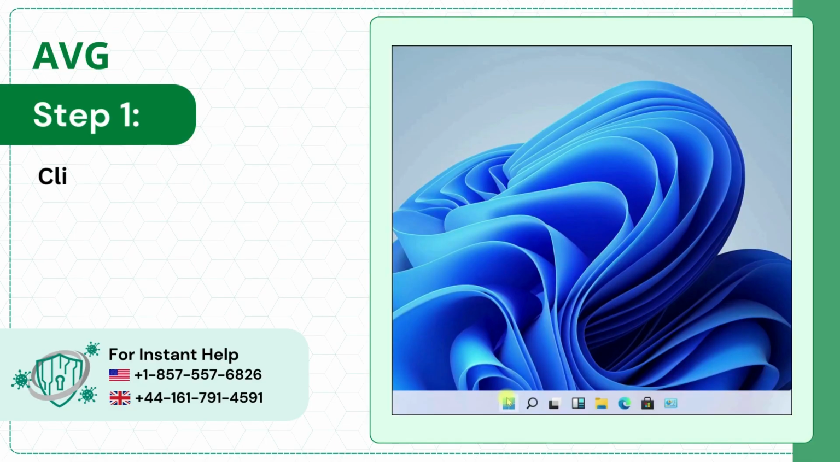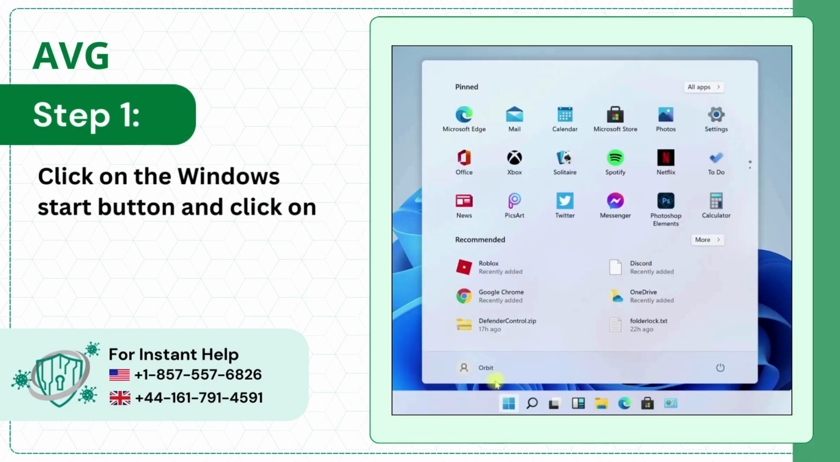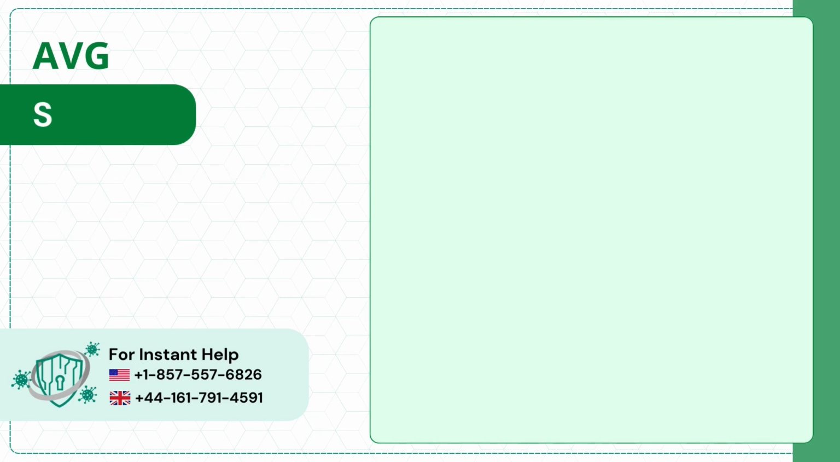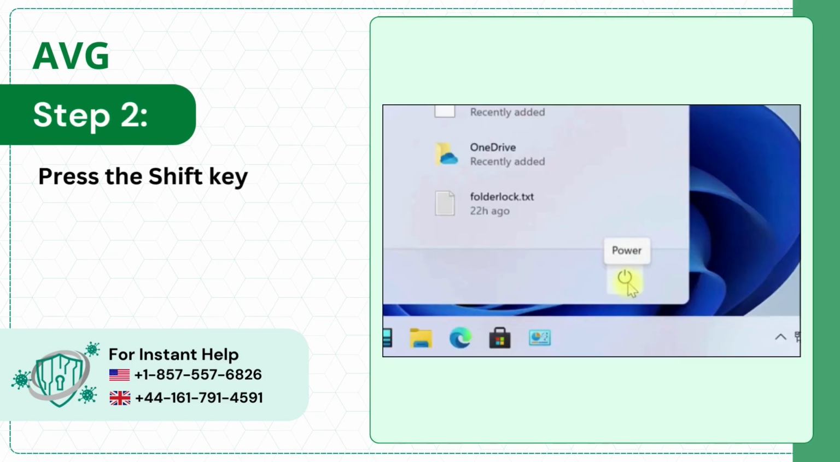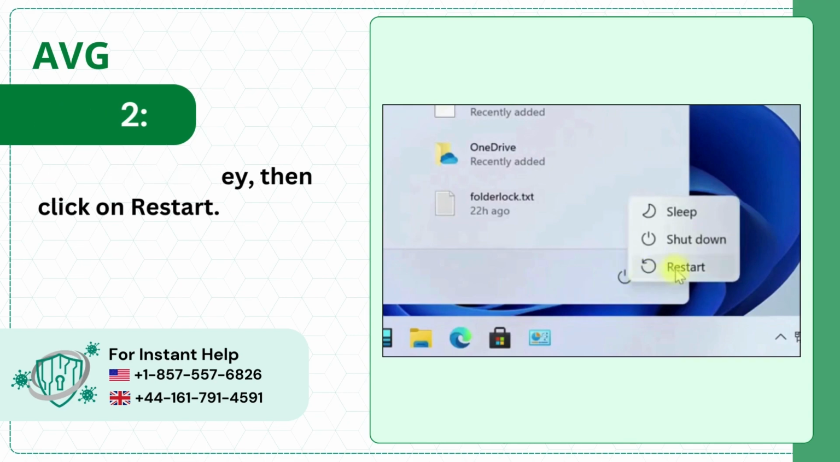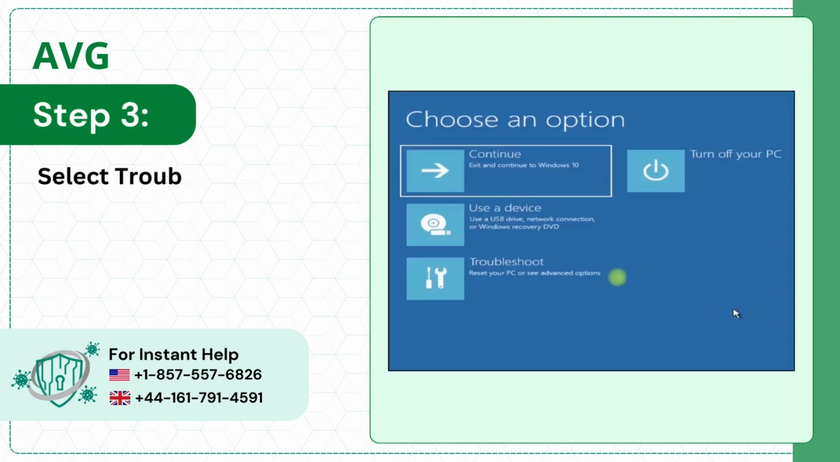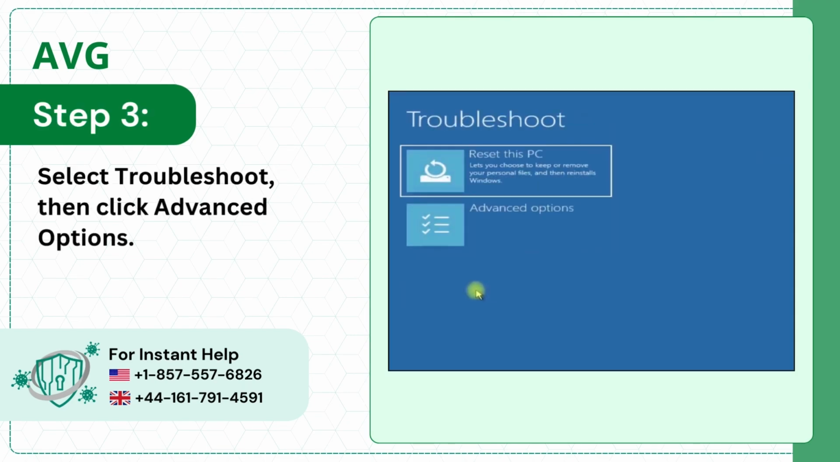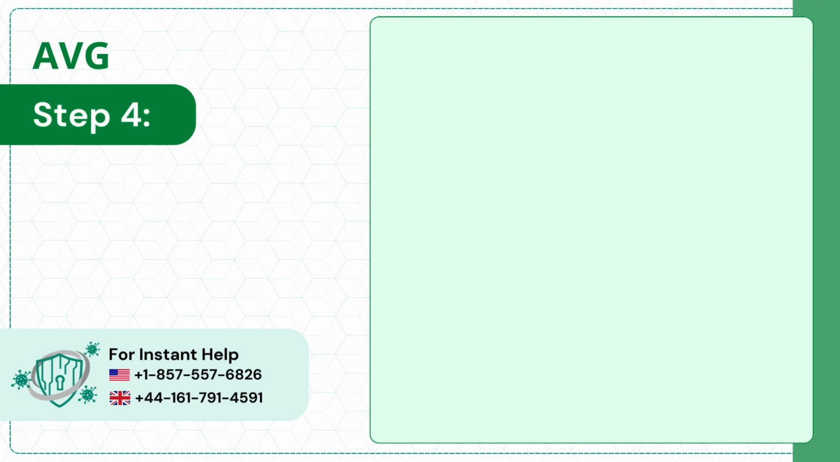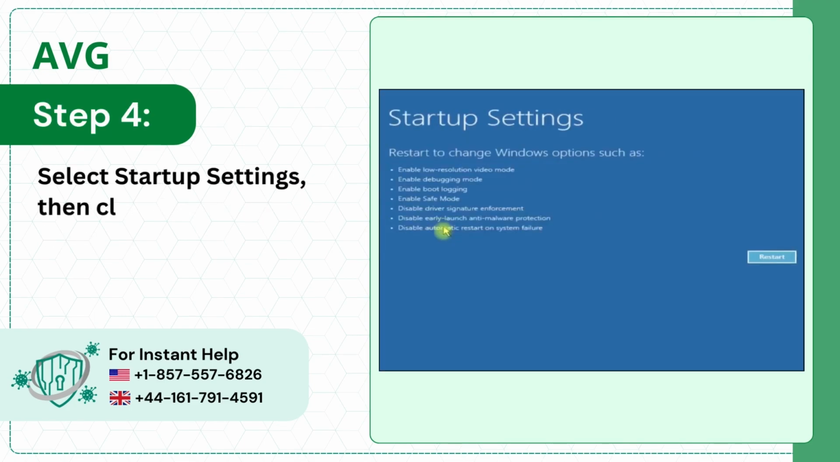Step 1. Click on the Windows Start button and click on the Power button. Step 2. Press the Shift key, then click on Restart. Step 3. Select Troubleshoot, then click Advanced Options. Step 4. Select Startup Settings, then click the Restart button.